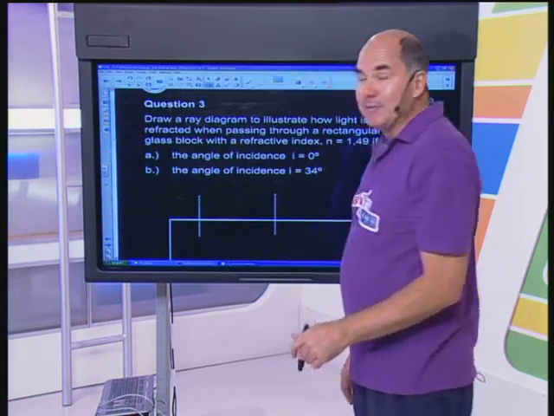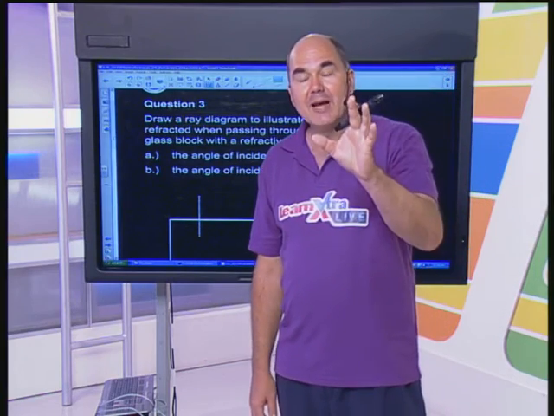Okay, let's move on. So, question number 3. Question number 3 is a typical exam type question, one that doesn't involve too many calculations, but it will explain to us and illustrate for us this whole idea of refraction. You need to know these diagrams. You need to be able to draw them accurately with a protractor and a ruler.